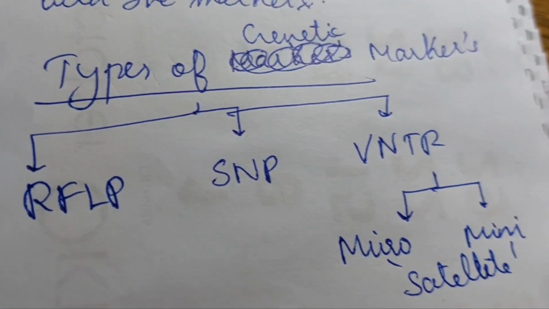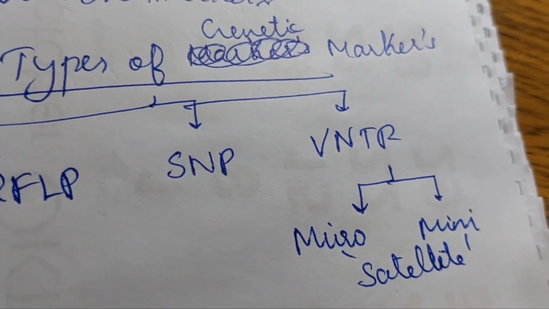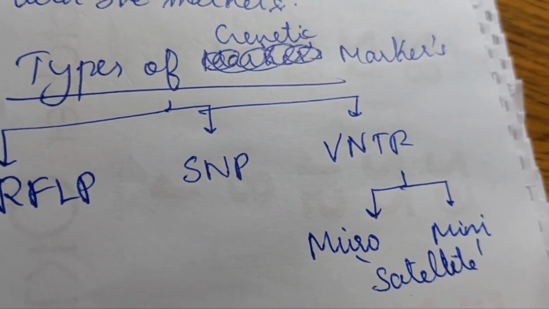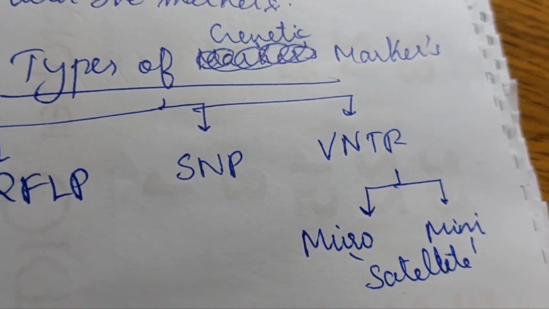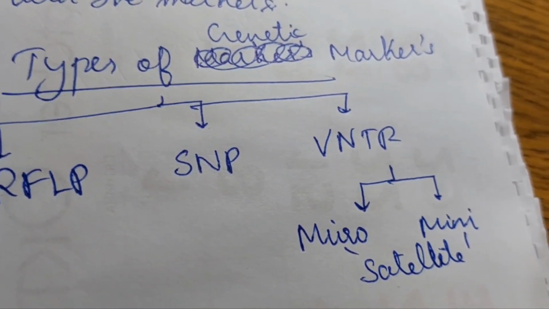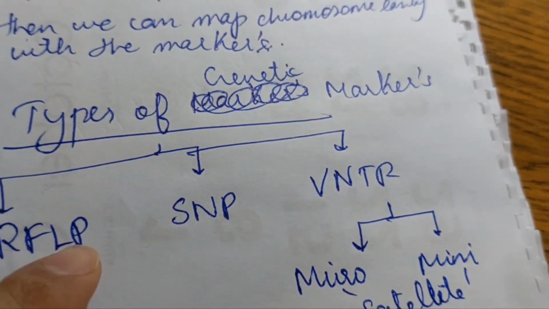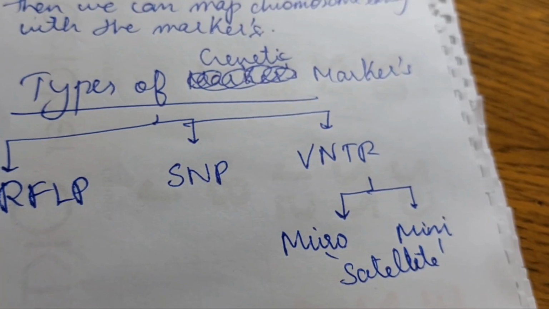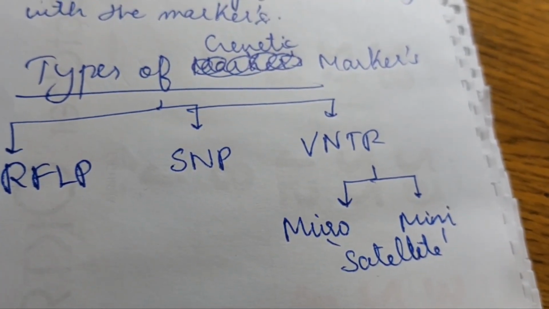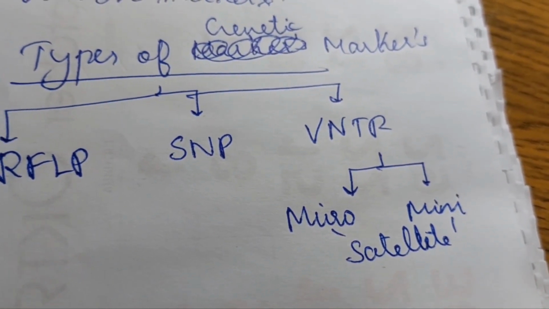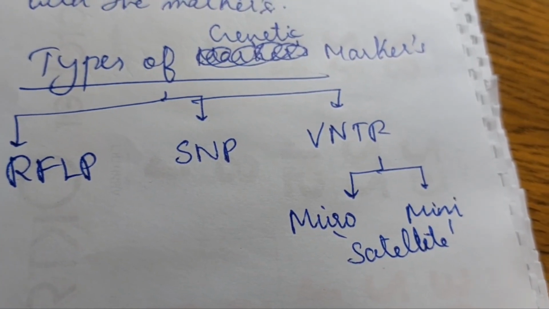Now we are going to discuss the types of genetic markers. We have discussed the properties of genetic markers. Now we will see the types of genetic markers. So we have three main types of genetic markers: RFLP, SNP, and VNTR. And VNTR is of two types: microsatellites and minisatellites. So let us go into detail of all this.